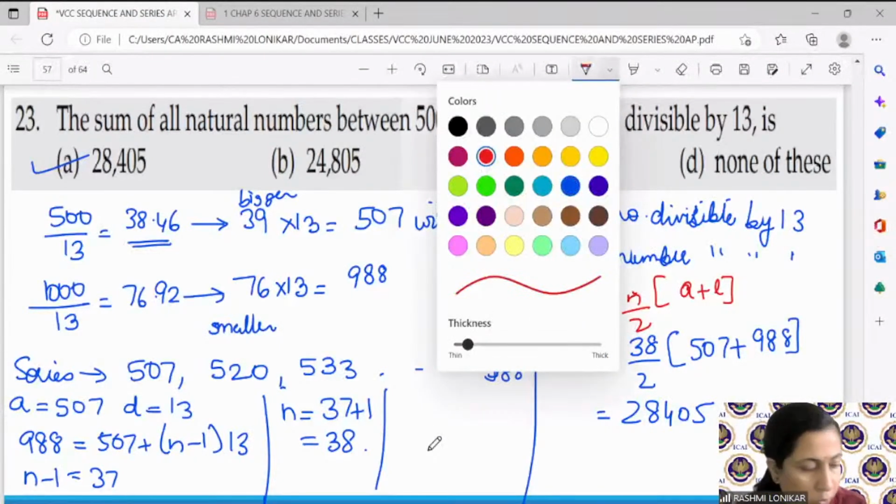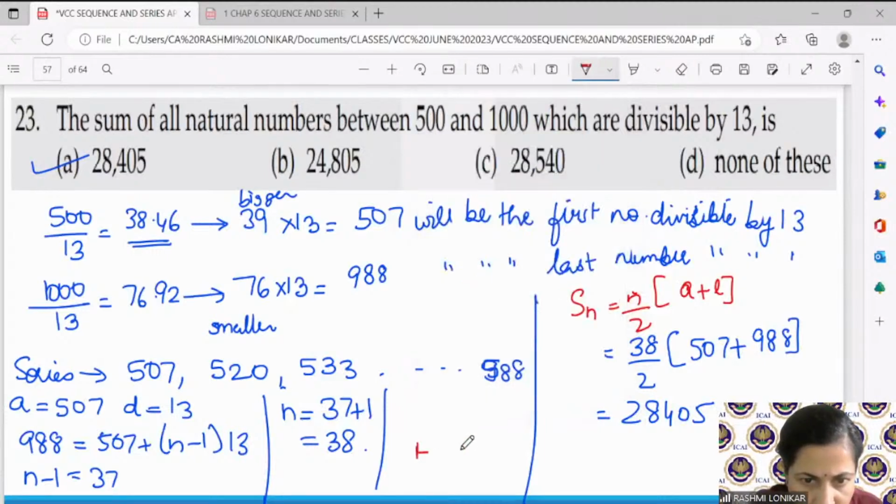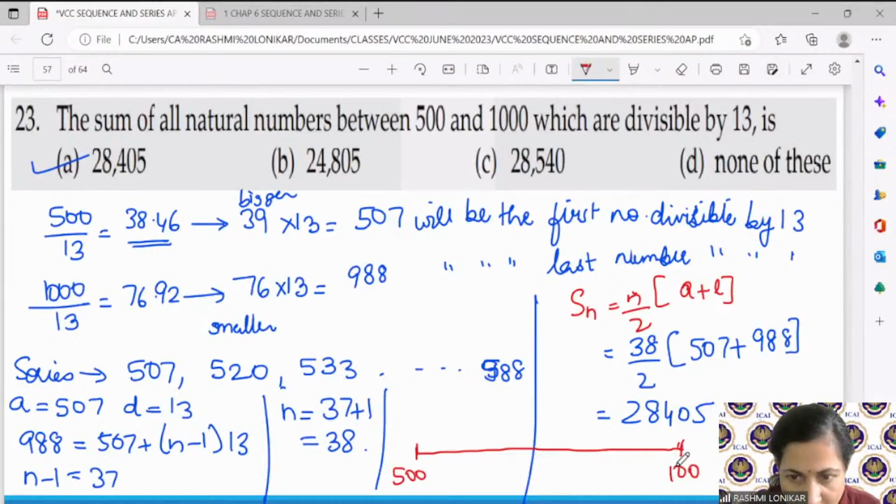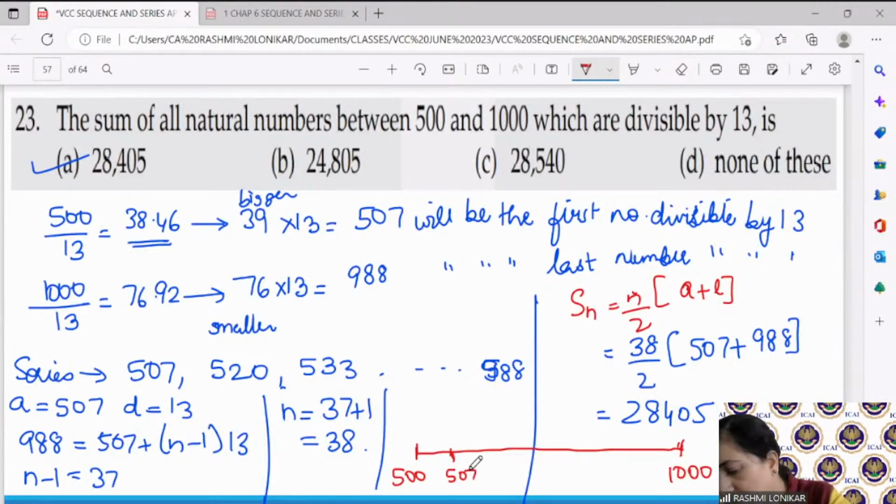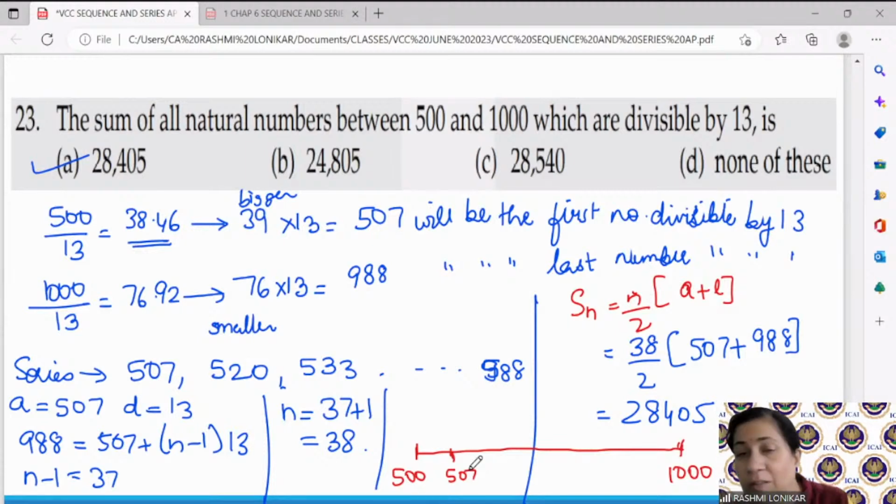I can show it to you on a number line. This is my 500 and this is my 1000. I can't go below this, I can't go above this. So what is the first number? I try out 501, 502, 503. I can do it that way also. Write down 501, divide by 13. You will get a remainder, which we don't want. It should be divisible by 13. So here I get 507. 507 divided by 13 gives me 39.